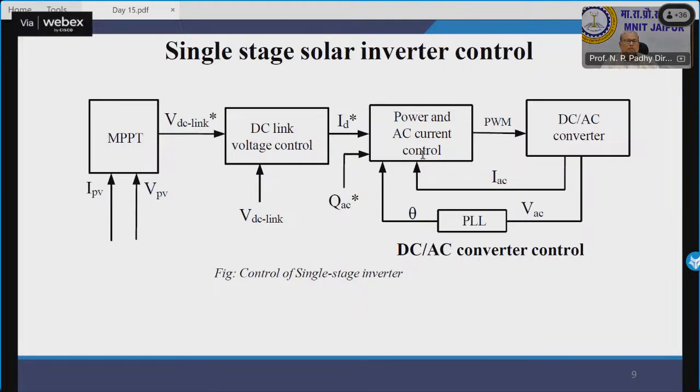This is your single stage solar inverter control mechanism. You have MPPT, then DC link voltage control, then power and AC control, and then the DC-AC converter. There is a feedback mechanism for your PWM to act upon.